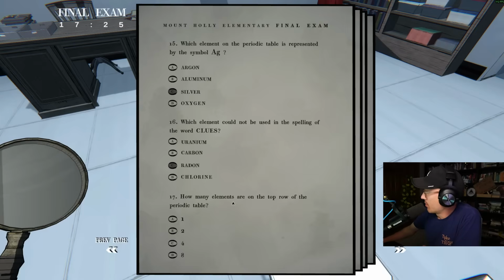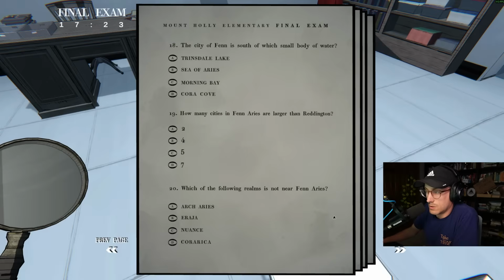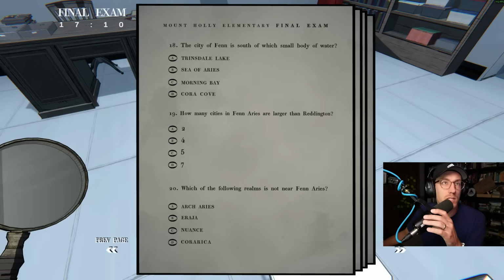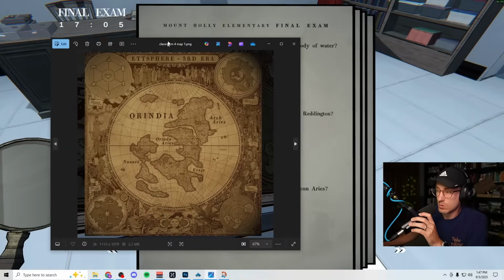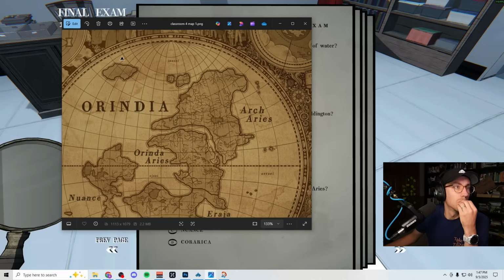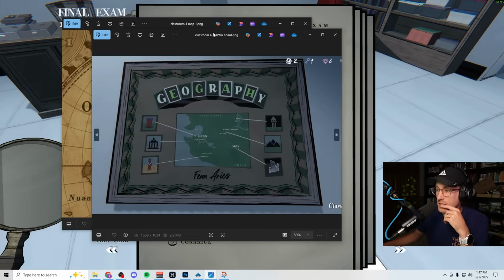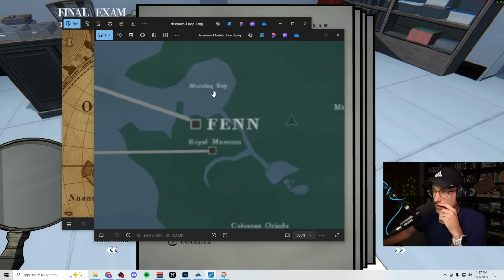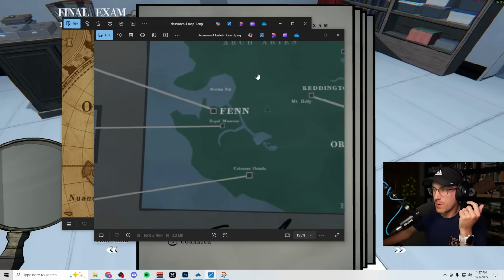How many elements are on the top row? It's just 2. City of Finn is south of which small body of water? Excuse me? Where would I have found this piece of information? Oh. Like here? Is it this? It's this. That says bay. That says something bay.